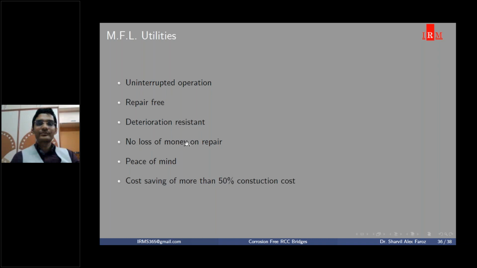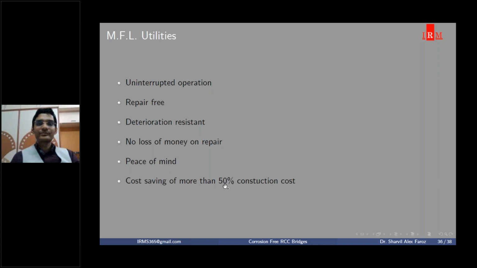Plus, as you can see that whenever you spend money on repair and rehabilitation of your structure, basically it is not a productive use of your money, right? So if you use M.F.L design, you are going to massively save upon the money that you are going to spend on repair and rehabilitation. And plus, it will give you peace of mind, because you know that my structure is deterioration resistant and nothing is going to happen to my structure.